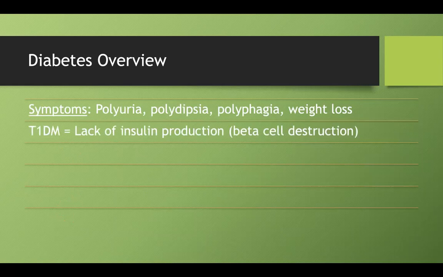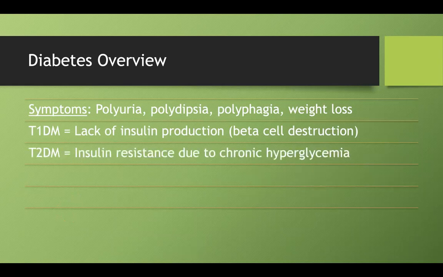In type 1 diabetes, just know that it's from a lack of insulin production, so we don't even have our beta cells in the first place. Whereas type 2 is more about insulin resistance, where you have the beta cells producing a ton of insulin, but your other cells aren't reacting to it, and so sugar is just sitting in your bloodstream.